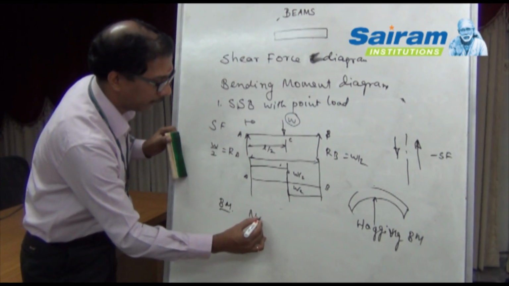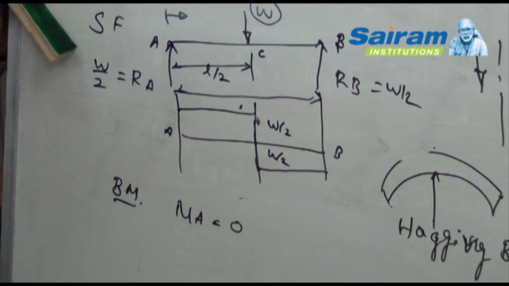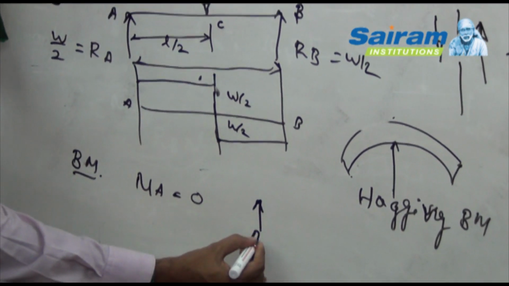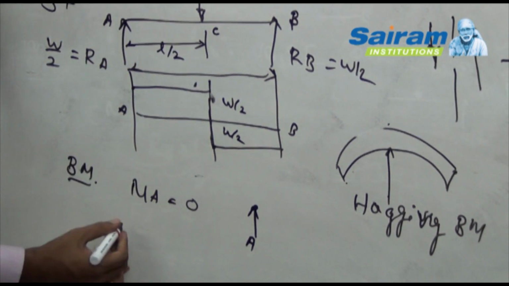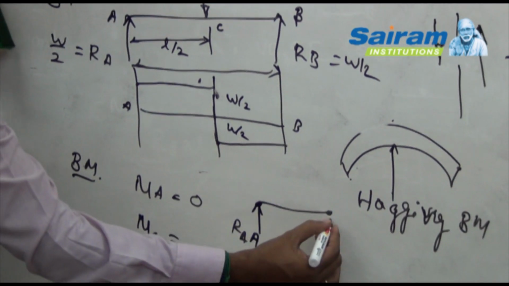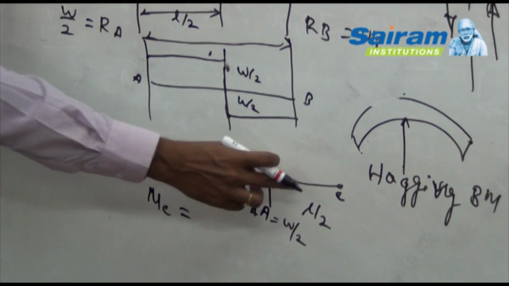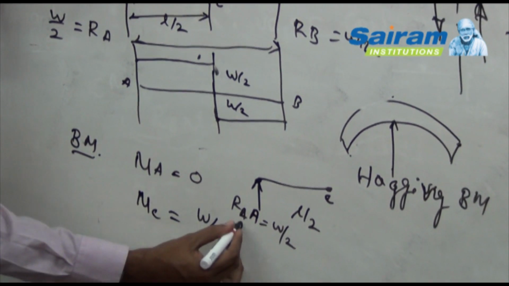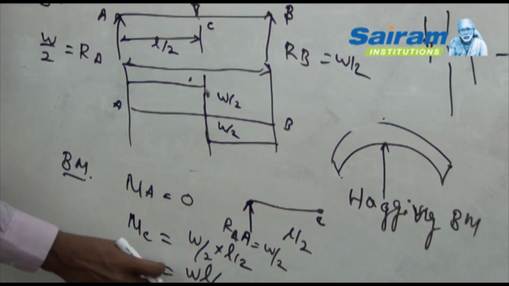Then we'll come to bending moment. Bending moment at point A, again we'll start from point A. Bending moment at point A is equal to 0. Moment is nothing but load into distance. So initially we have the point load at point A, there is no distance, so moment will be equal to 0. Then move to point C. For moment about point C, we have the RA value, W by 2, and point C is at L by 2. So moment about point C is W by 2 into L by 2. So we'll get WL by 4. So at this point the moment is WL by 4.